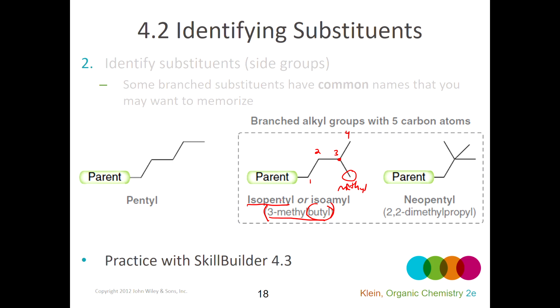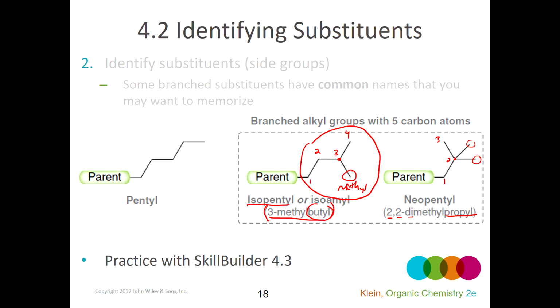The whole entire side group name has to be in parentheses if you're going to use the IUPAC naming system to name that substituent that has branching on it. Over here, this substituent, the longest chain I can find is 3 carbons, so it's a propyl substituent. Here I have 2 methyl groups, and they're both on carbon 2 of the propyl. So again, if I have 2 identical things, I need that redundancy. I need a number for each and a prefix to tell me how many there are.